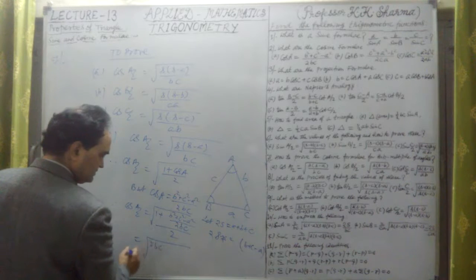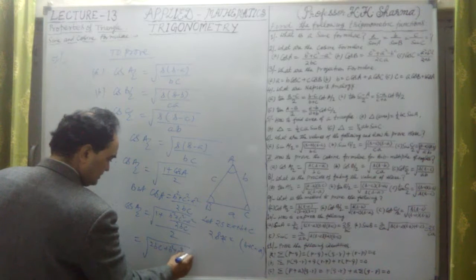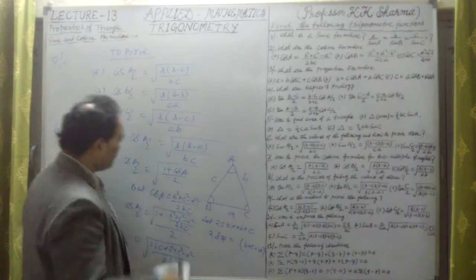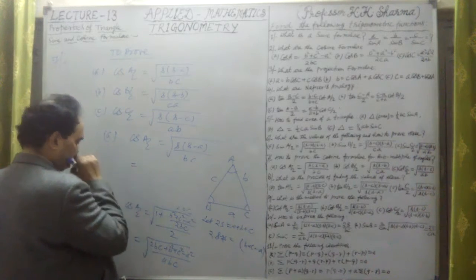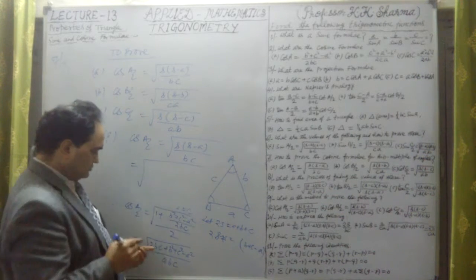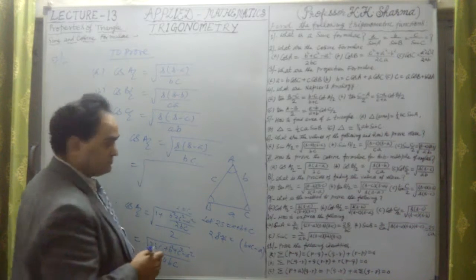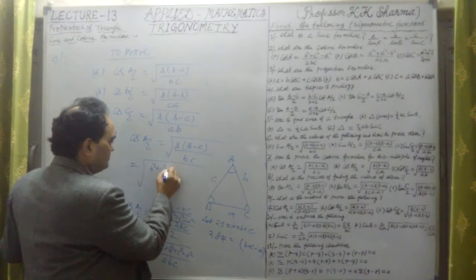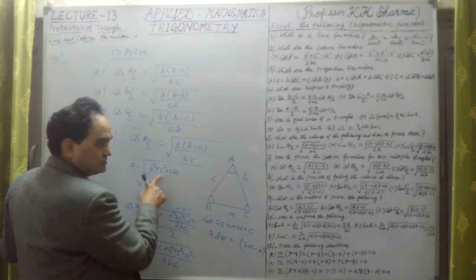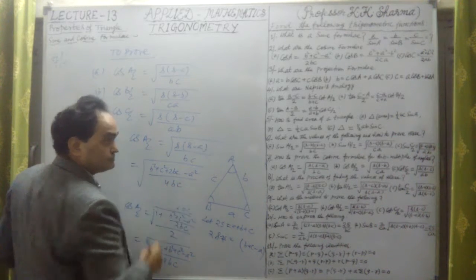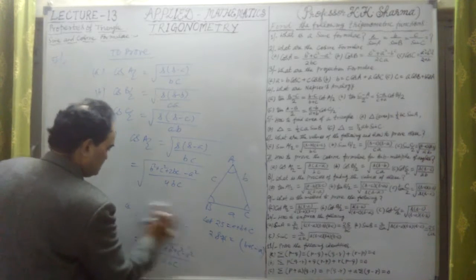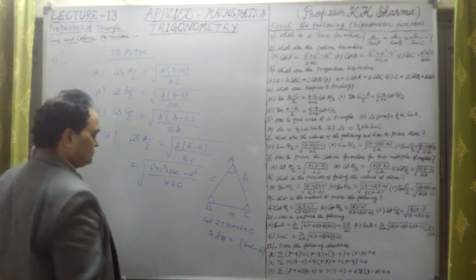Taking twice bc as LCM, twice bc will come here, plus b square plus c square minus a square, whole divided by 4bc. Now let us solve it. So this value has come out as cos A by 2 is equal to under root. This is plus sign, that means (b plus c) whole square. First, b square plus c square plus 2bc is nothing but (b plus c) whole square, minus a square, upon 4 into bc. Okay, let us take what is this value.